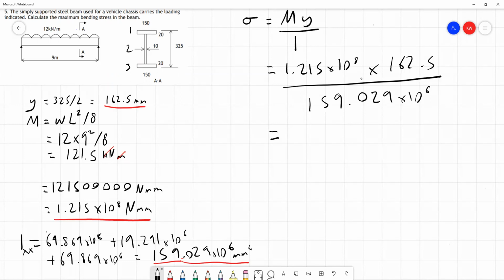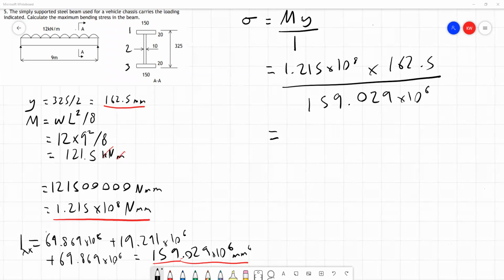So let's put this in and see what we get for our maximum stress. I'm just putting that into the calculator. And this gives us an answer of 124. Now, our units here, remember, we converted M into Newton millimeters, and all of our lengths were millimeters as well, and our second moment of area was millimeters to the power 4. So this means our units here are newtons per millimeter squared. And that is our final answer of how we get the maximum stress in a question like number 5.